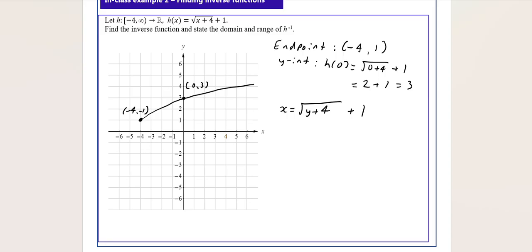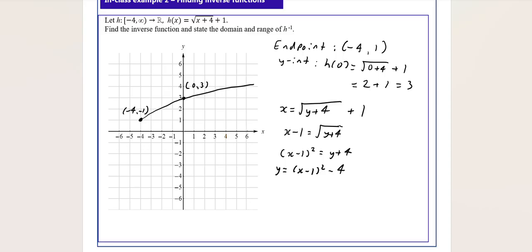I want to do like I did before. I want to rearrange my equation to get y on its own, so I can see what the inverse function is going to be. So what I'm going to do is get rid of the plus 1 by taking away 1. I'm going to get rid of the square root sign by squaring both sides. So it's going to turn into (x minus 1) squared equals y plus 4. And then I'm going to get rid of the plus 4 by taking away 4. So that's going to turn it into y equals (x minus 1) squared minus 4.